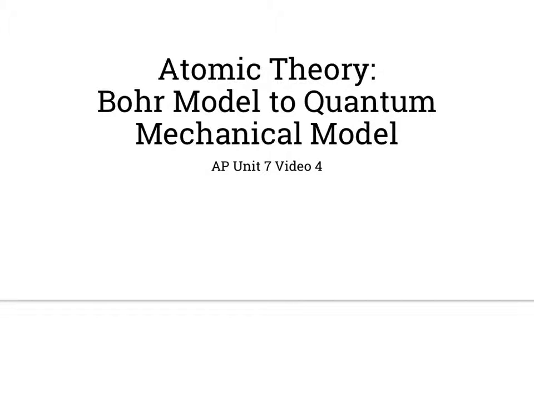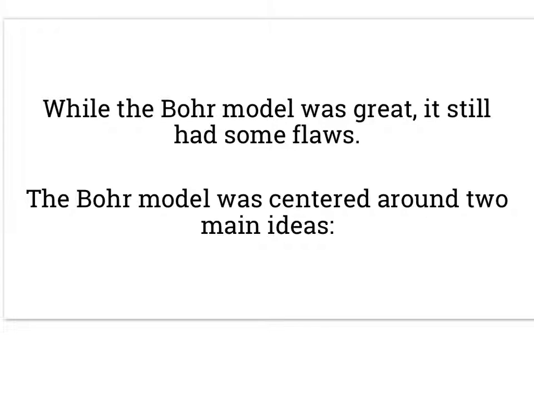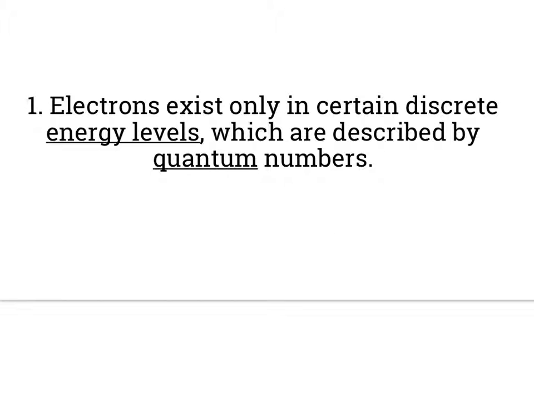This time we're going from the Bohr model to the quantum mechanical model. The Bohr model is great, but it had some flaws. To start with, let's go over what it mainly centered on. It's got two main ideas. Again, electrons exist only in certain discrete energy levels. These are described by what we call quantum numbers. We're not going to focus on those.